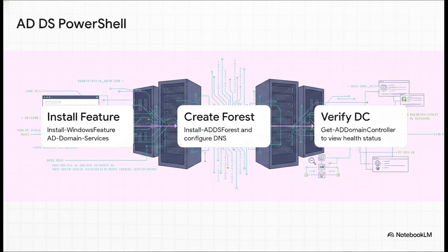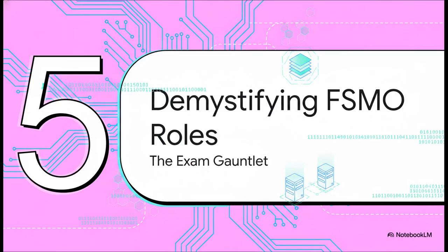Step 1, you use Install-WindowsFeature to install the actual ADDS role. Step 2, you run Install-ADDSForest to create your forest, making sure to configure DNS while you're at it. And step 3, which is the answer to our question, you use Get-ADDomainController. That command is going to let you view the health status, check the hostname, and verify if it's acting as a global catalog server.